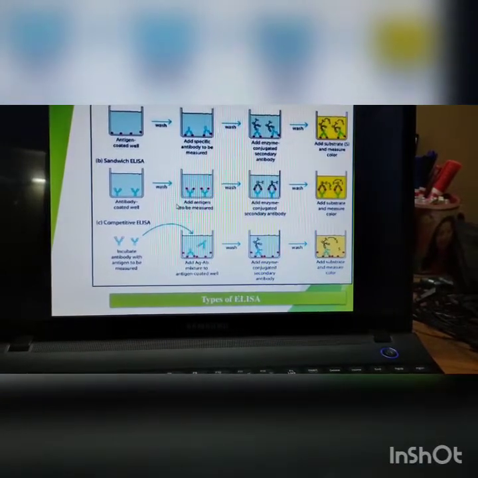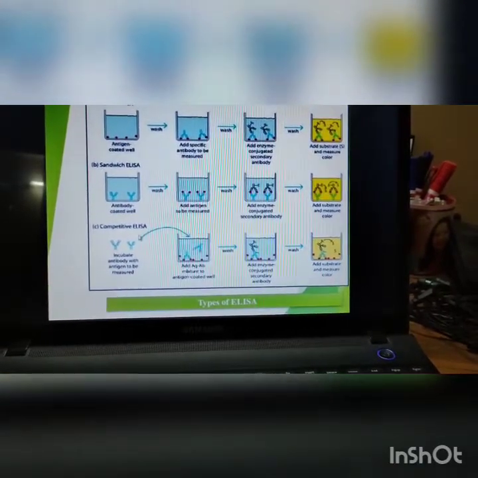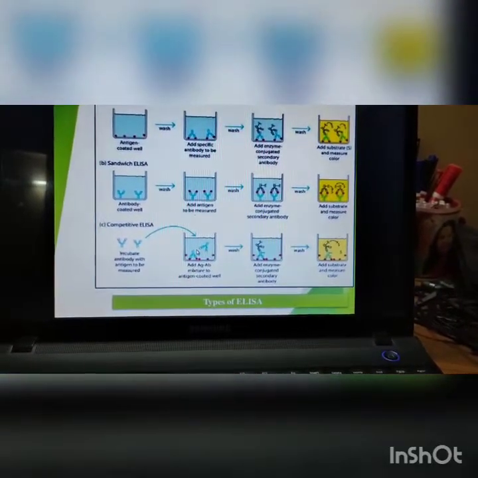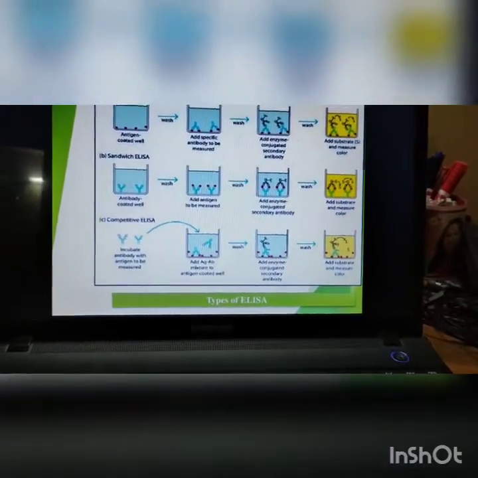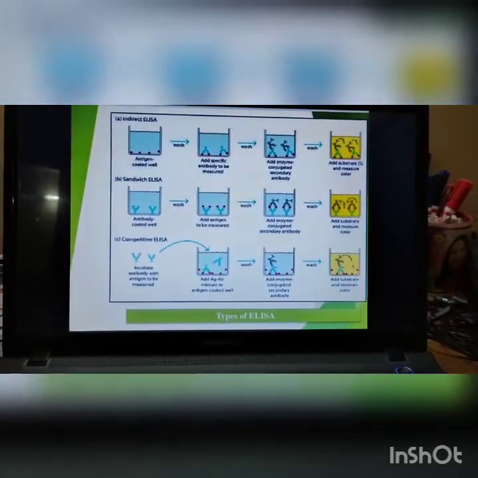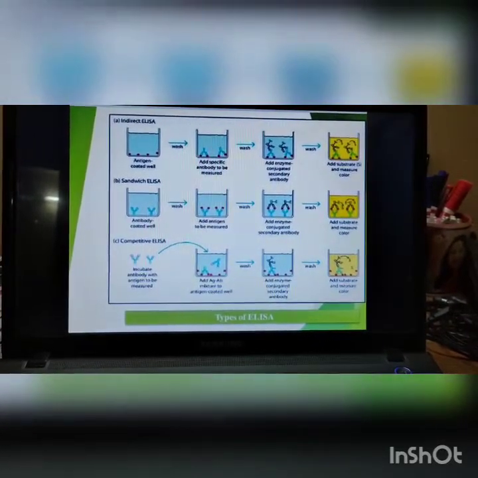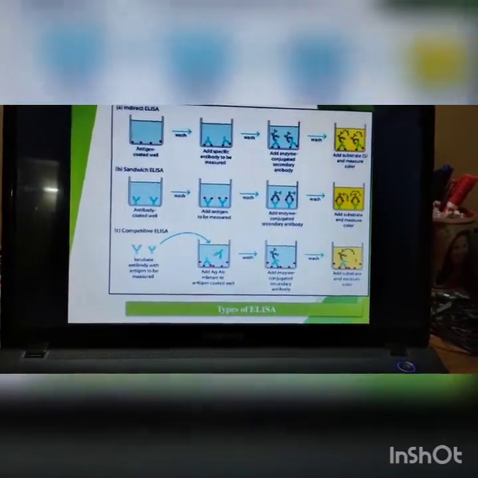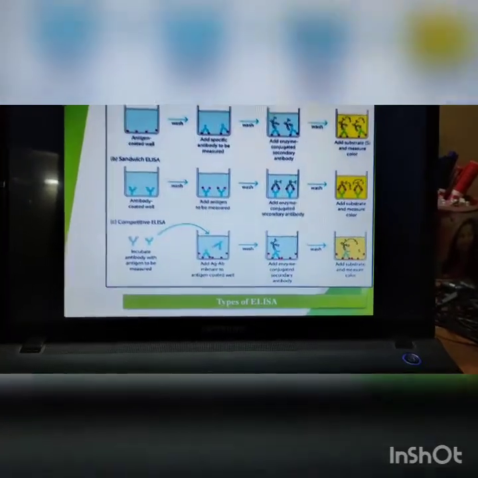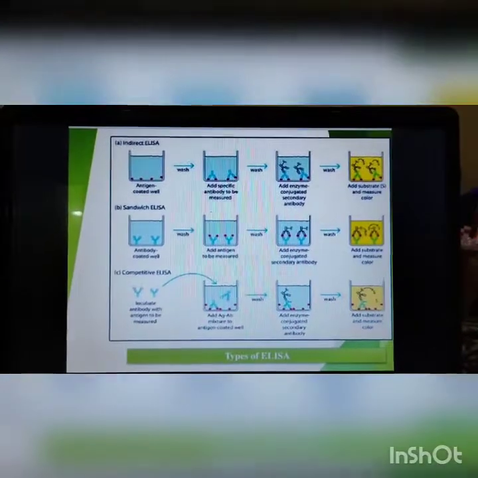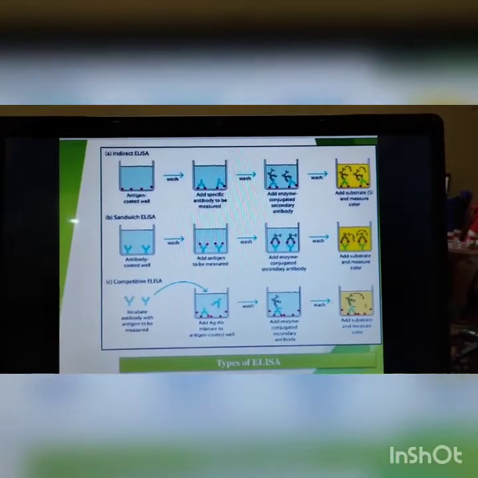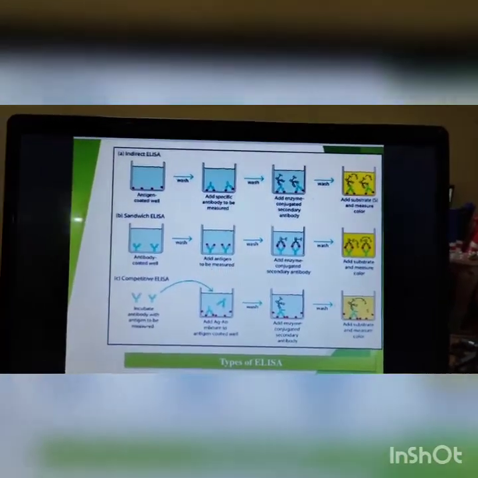Now the third one is the competitive ELISA. Incubate the antibody with the antigen to be measured. First of all, the antigen-antibody complex is mixed into an antigen-coated well. Then the antigen and antibody are present. Then an enzyme-conjugated secondary antibody is added. The antibody whose bond with the antigen is strong shows the highest degree of reaction, and that is called the competitive ELISA. Add substrate and measure the color, and that color shows the intensity of the reaction.